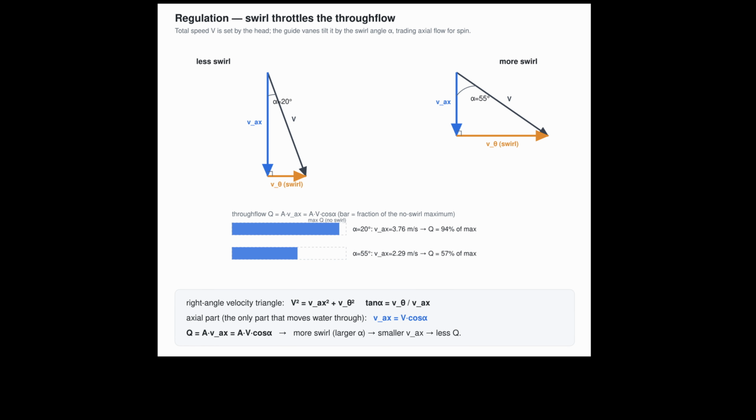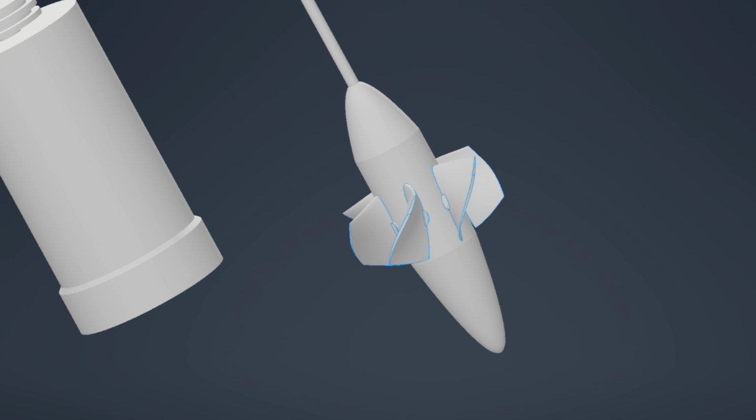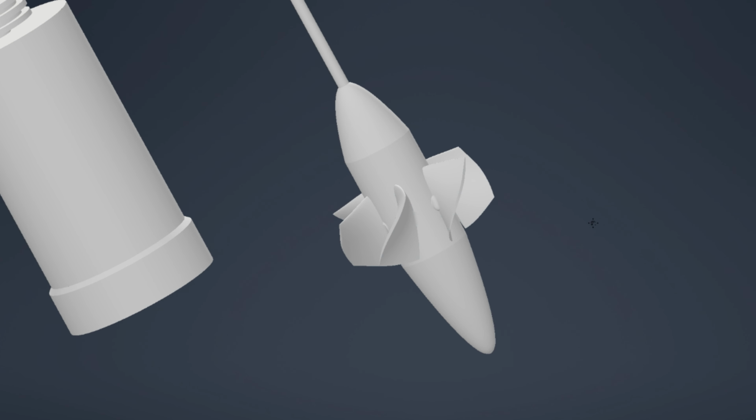Dialing the swirl up changes how much energy the runner pulls out per cubic meter, and it also regulates the amount of axial velocity the water actually has flowing through the tube. So you regulate the machine without physically choking the flow, and the head stays intact. Pitch, the dual duty angle.